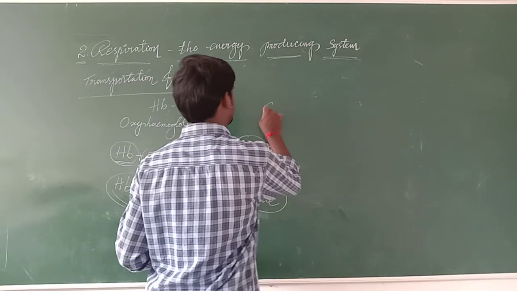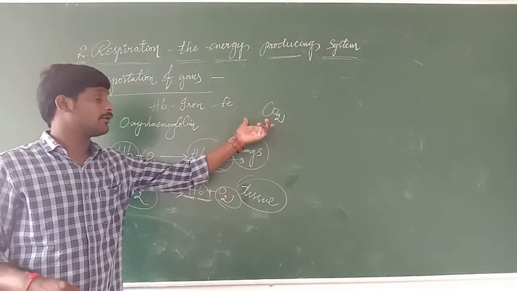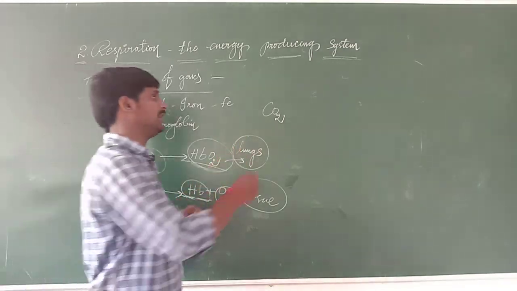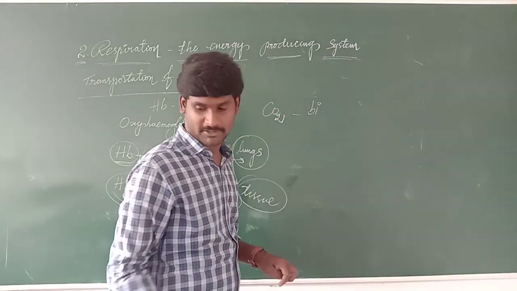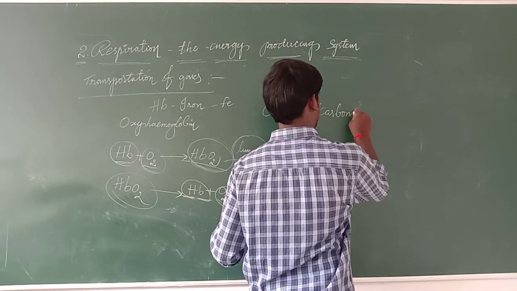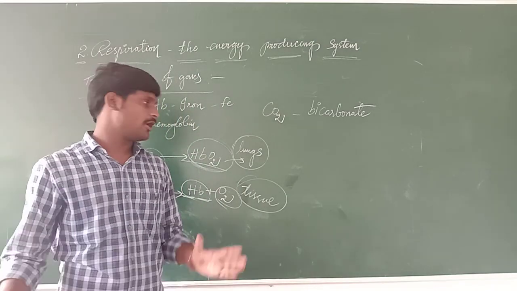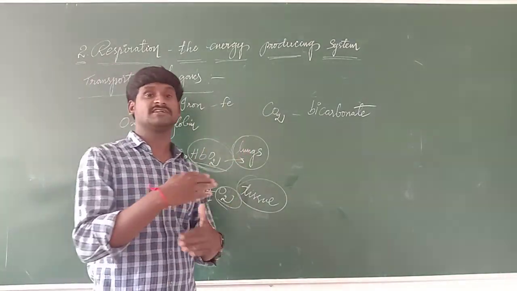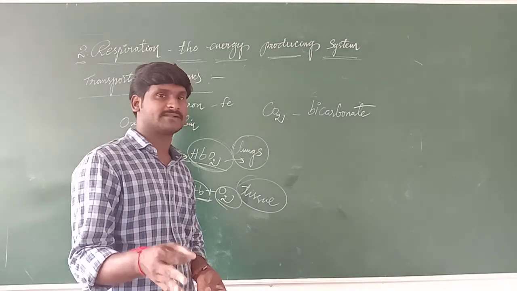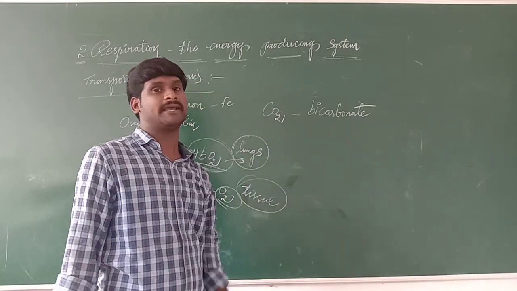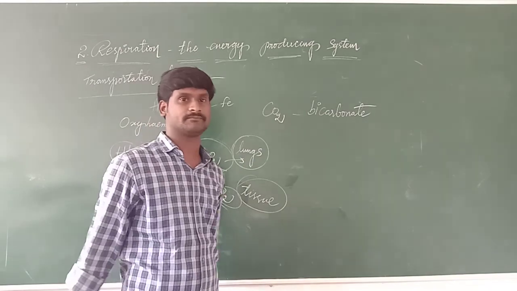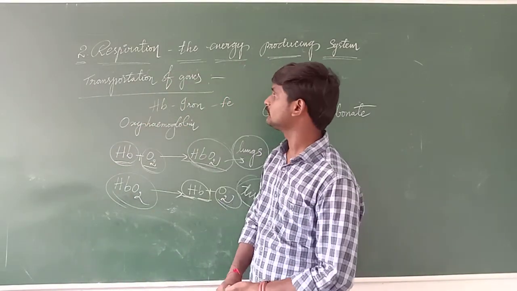Now carbon dioxide. After the oxygen is used in the body's combustion process, it converts into carbon dioxide. This carbon dioxide is transported in the blood as bicarbonate. It comes out from the blood and goes outside. That is the mechanism of the transportation of gases in blood.